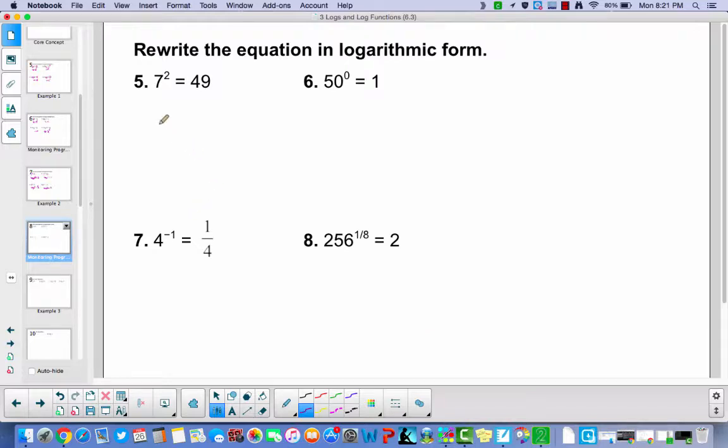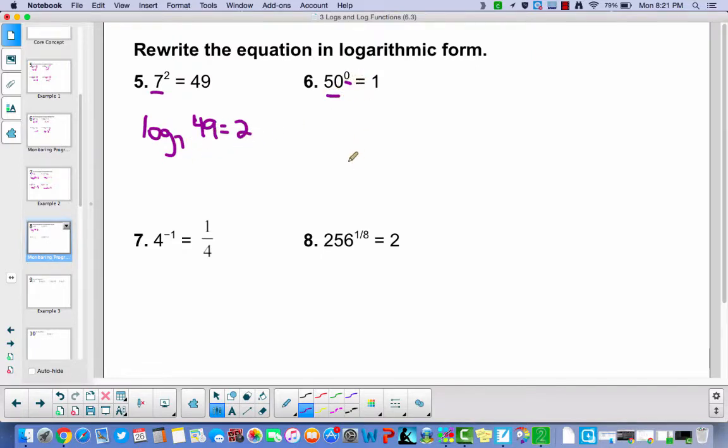Okay, so what's the base here? The base is 7. That becomes the base of my log. Log base 7. What's the exponent? It's 2. What am I taking the log of? So do you see what this is saying? 7 to what power is 49? That's really what you're asking here.